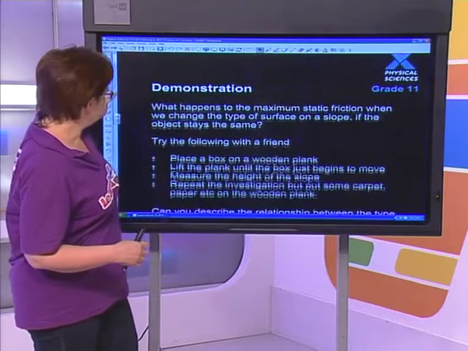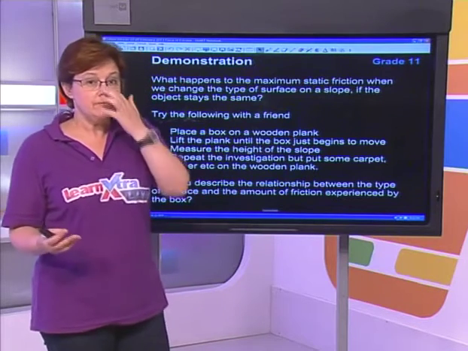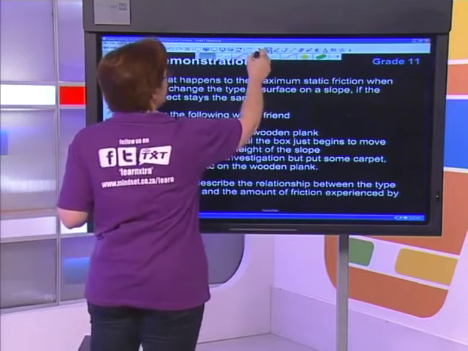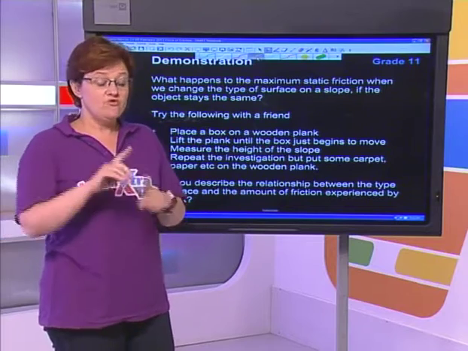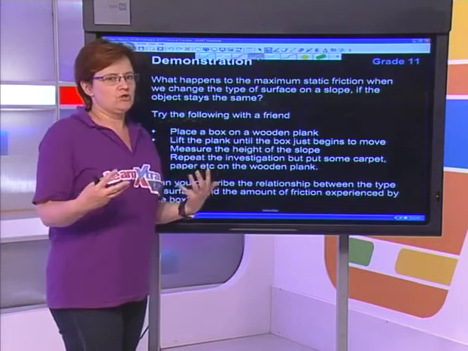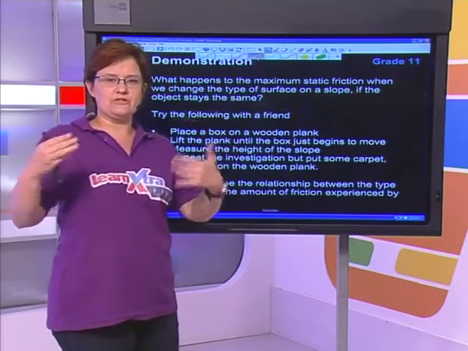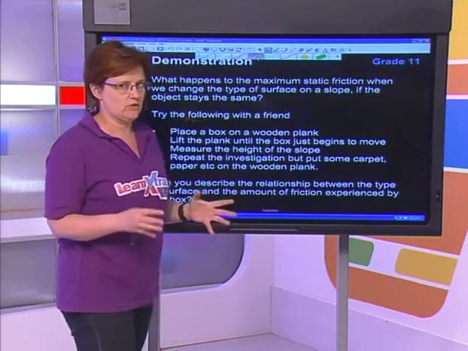Now, what are we going to do? Well, the question that we want answered today is: what happens to the maximum kinetic friction when we change the type of surface on a slope if the object stays the same? That's my investigative question, okay? And I want you to see something here. This is really important because in your exams you're often going to be asked to write an investigative question. First rule is it mustn't be a question that you can answer with a yes or a no. So I couldn't ask, does the type of surface affect friction? Yes, that would be a yes or no answer. So that's not a good investigative question at all.